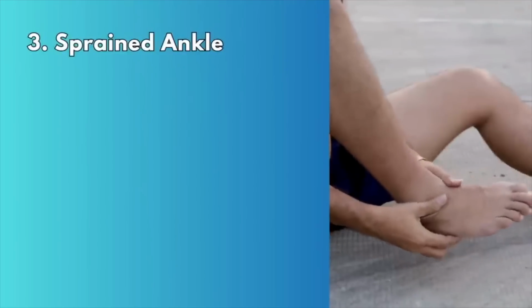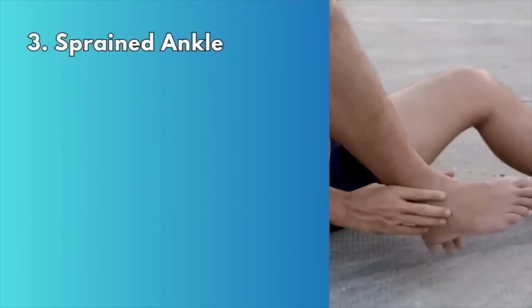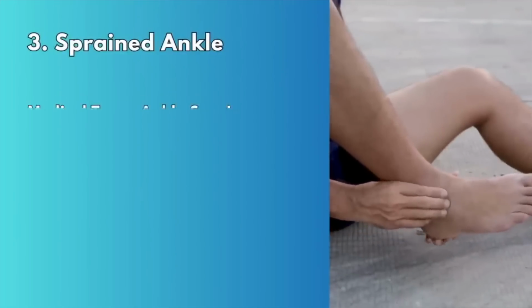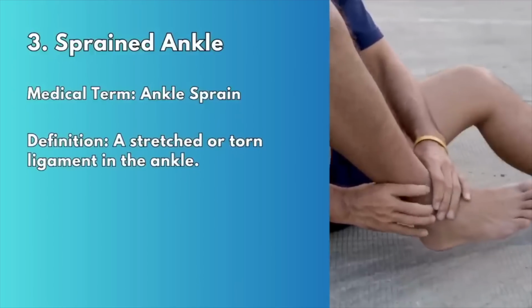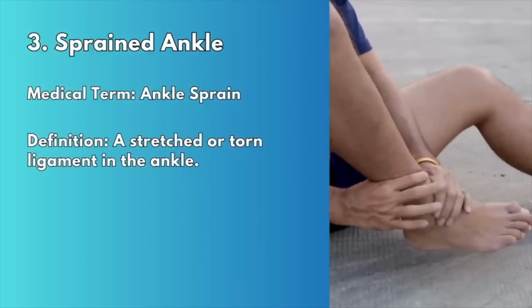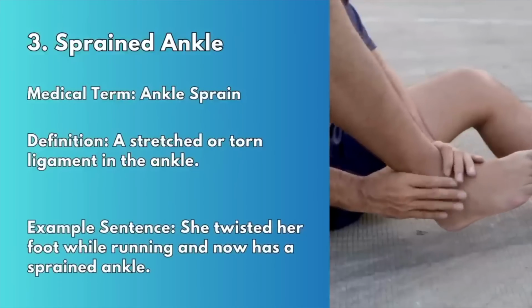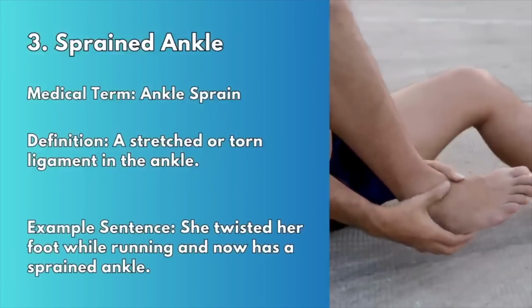Third on our list is a sprained ankle, also referred to as an ankle sprain. This is defined as a stretched or torn ligament in the ankle. She twisted her foot while running and now has a sprained ankle.